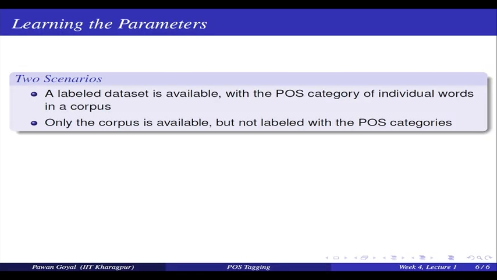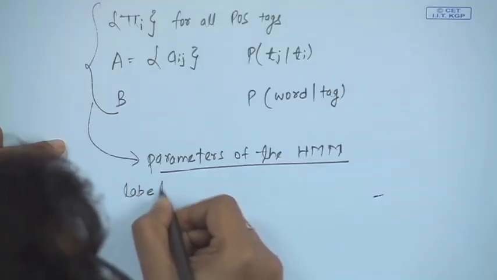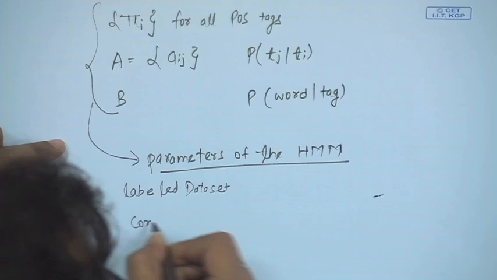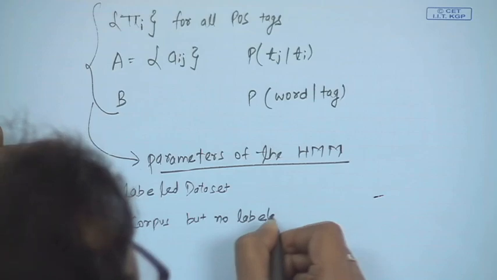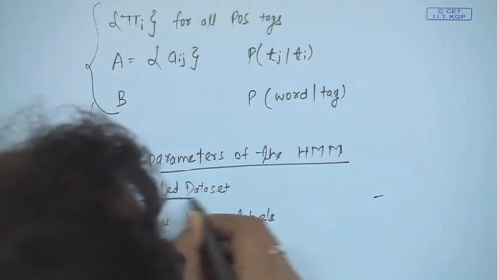The second scenario is that you only have the corpus, but you do not have any data where the sentences are labeled with the part of speech categories. I hope the two scenarios are clear. Scenario 1, where you have a labeled data set, and scenario 2, only corpus but no labels. For these two scenarios, you can find the parameters in different ways.